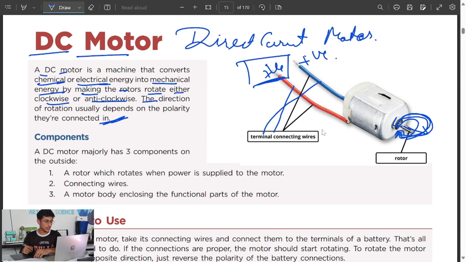We have three main components in a DC motor. The first one is the rotor, which rotates when power is supplied to the motor. The second one is the connecting wires, and the third one is the motor body, the enclosed functional part of the motor. So that's all about the DC motor.